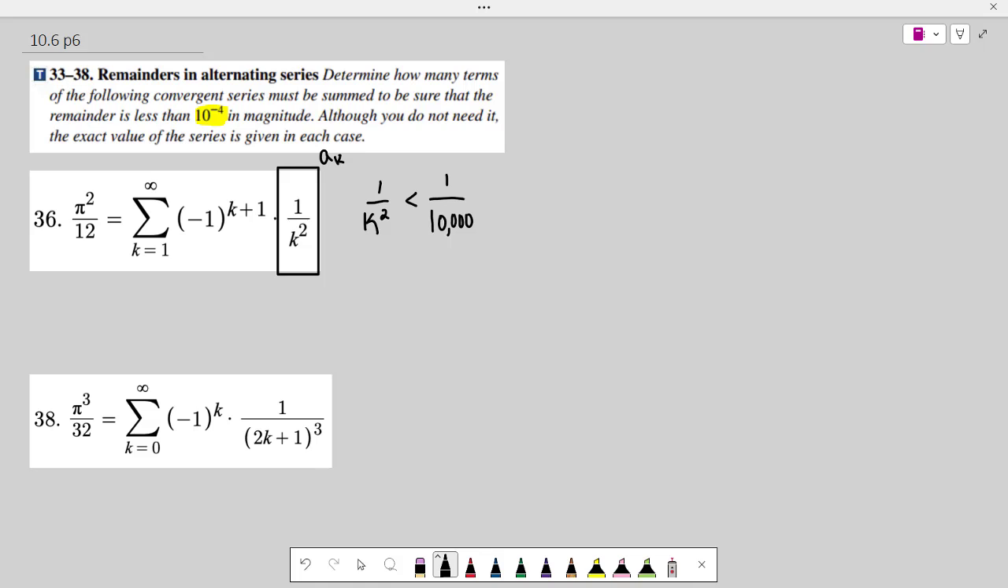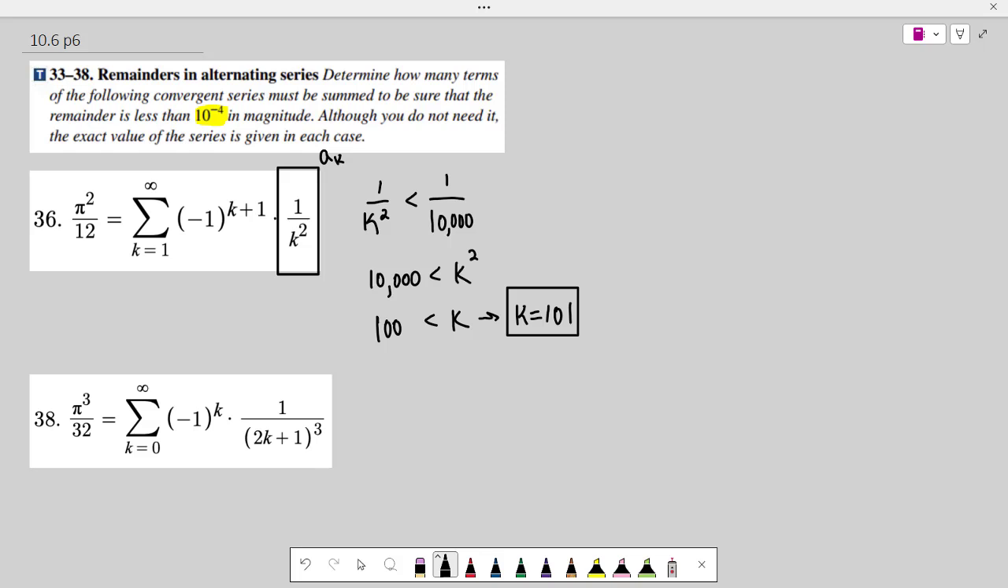Okay, well, we do our cross multiplication. We need to take the square root here, and luckily enough, we can square root this really easily. So what does that tell us k is equal to? What's the first integer bigger than 100? 101. So that is our k value.